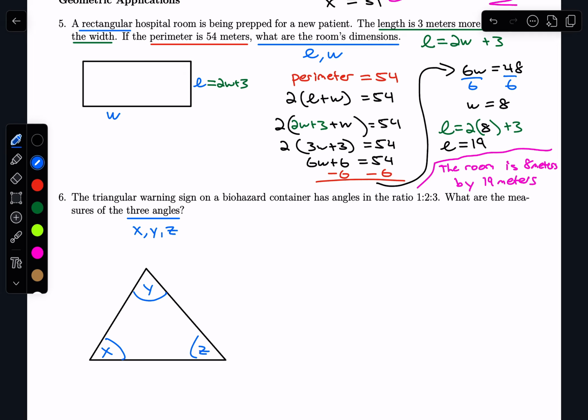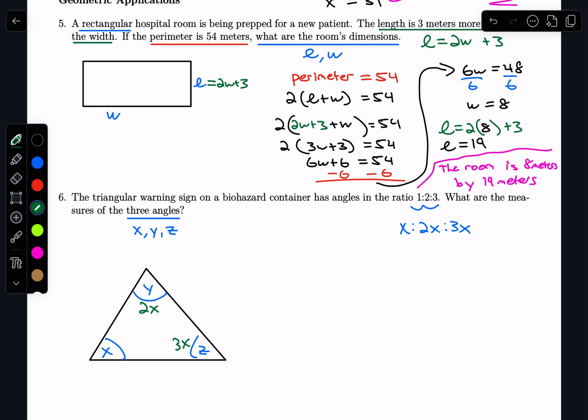In our particular case, though, we are naming our first angle x. So this ratio, 1 to 2 to 3, can be rewritten as x to 2x to 3x. If my first angle is x, instead of my second angle being y, I can actually just call it 2x. And instead of my third angle being z, I can just call it 3x. So my picture now has three angles that are all written in terms of x: x, 2x, and 3x.